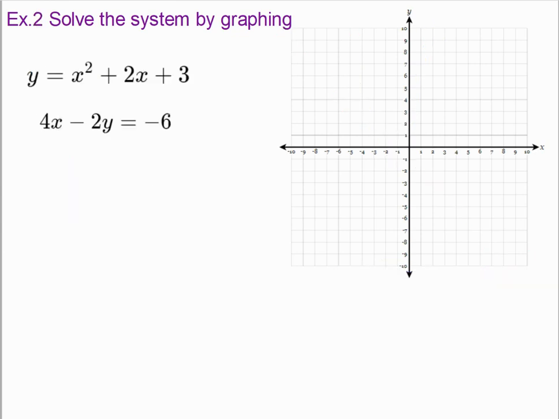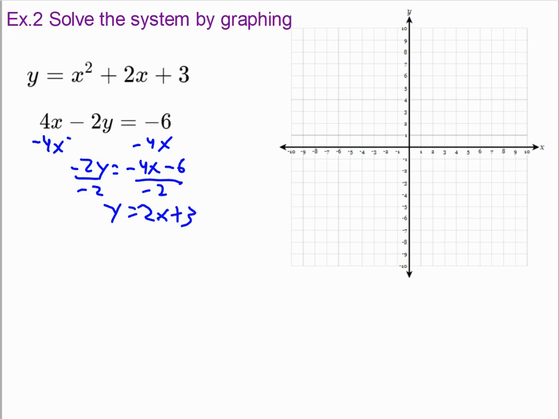Take a look at a second example here. I've got y equals x squared plus 2x plus 3, and 4x minus 2y equals negative 6. I'm going to deal with my linear equation again. I have to put this into slope-intercept form. I'm going to subtract 4x on both sides. Negative 2y equals negative 4x minus 6. Divide everything by negative 2, and I get y equals 2x plus 3. So my y-intercept is at 3, slope of 2. Then I can draw in my line.